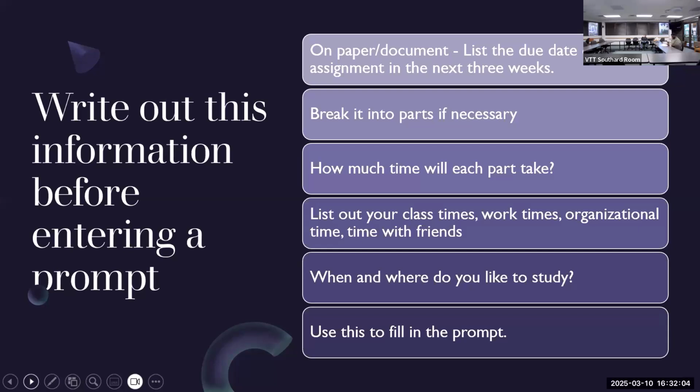And then you have to think about how you write a paper. When do you just sit down and write it in 3 hours, or do you break it up over several days? So think about your own workflow there. Along with that, you're going to list out times you have to be in class, times you have to be at work, clubs or rehearsals or practices. And then think about when and where you like to study.